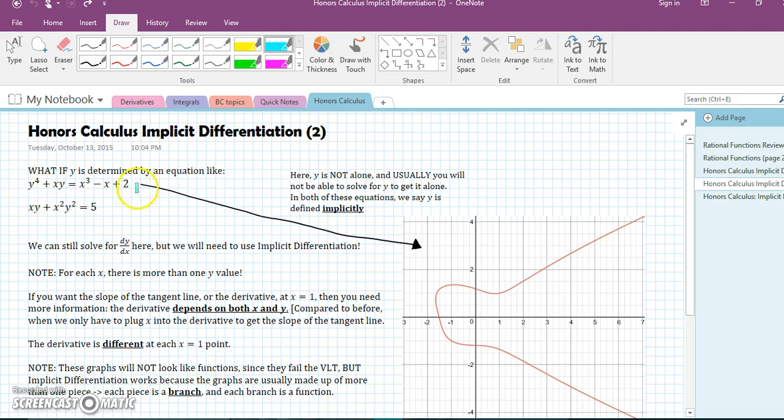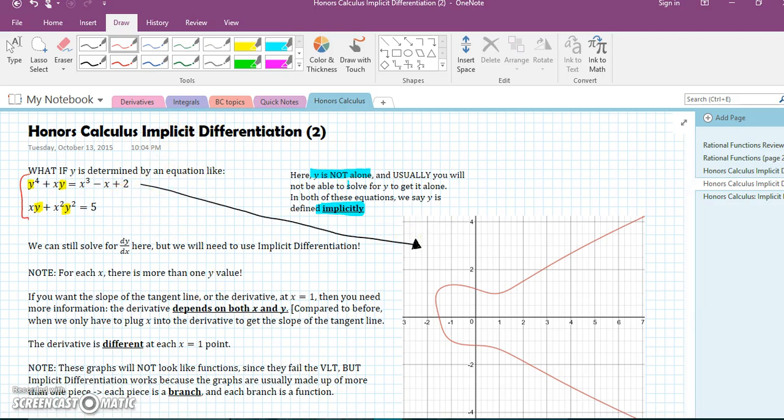So let's talk about implicit now. Take a look at these equations right here. Y is not alone, and usually you won't be able to solve for y to get it alone. So here y is defined implicitly. Before, y was defined explicitly. This is implicit. I still have y's. I mean, there's a hidden function in there, but it's not explicitly stated. It's mixed in with a bunch of x's and y's. So this is what we're going to be doing in this unit, finding the derivatives of these types of equations. Now, I'm not even going to call these functions, because they're not functions.